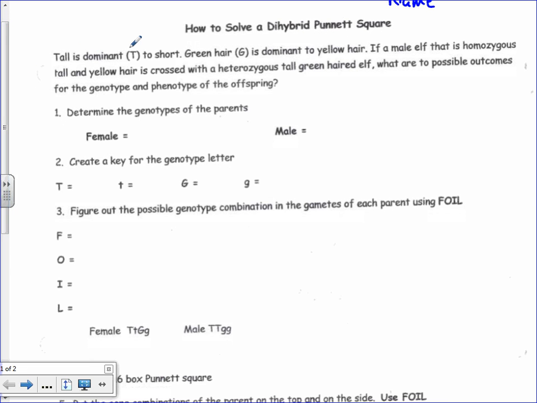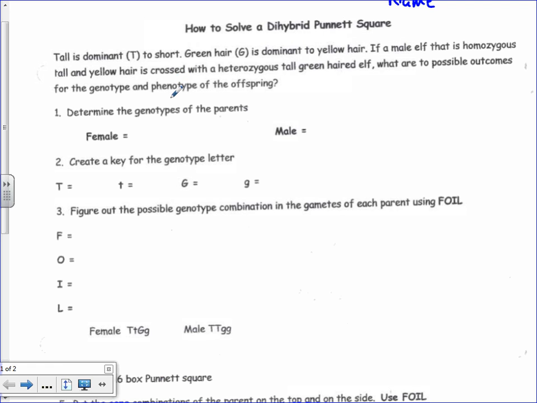Tall is dominant to short. Green hair is dominant to yellow hair. If a male elf that is homozygous tall and yellow hair is crossed with a heterozygous tall green-haired elf, what are the possible outcomes for the genotype and phenotype of the offspring?